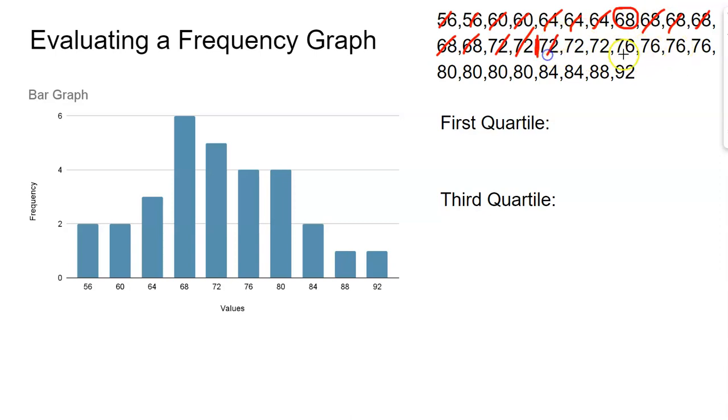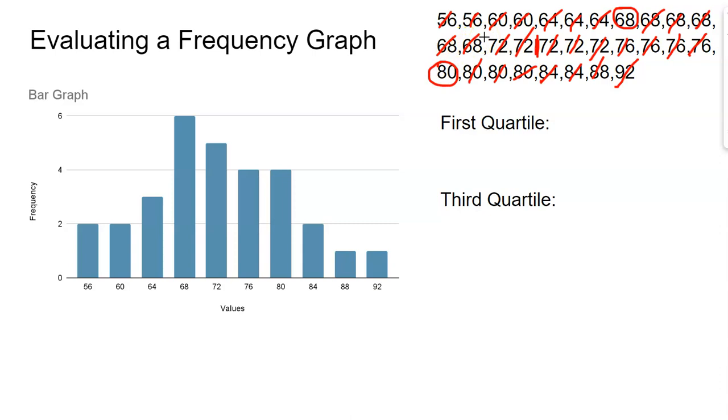Now for the third quartile. So we're going to cross out this 72, this 92. So 2, 3, 4, 5, 6, 7. We just got 80, and that is our third quartile.